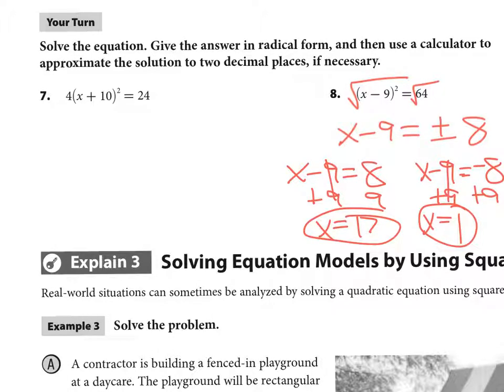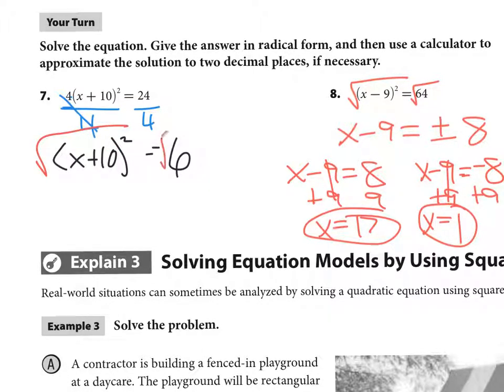Now with problem 7, slightly different because of this 4. What am I doing with that 4? Well, I'm multiplying right there. So to get rid of it, I divide both sides by 4. The 4's cancel. I'll end up with x plus 10 squared equals 6. Now I have the square isolated. So now I take the square root of both sides.